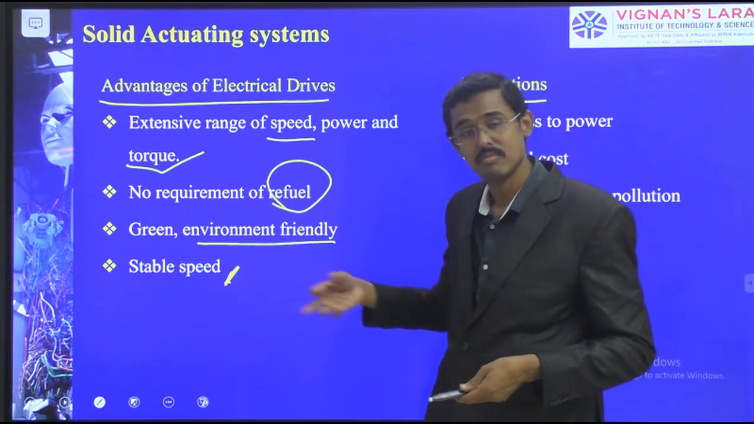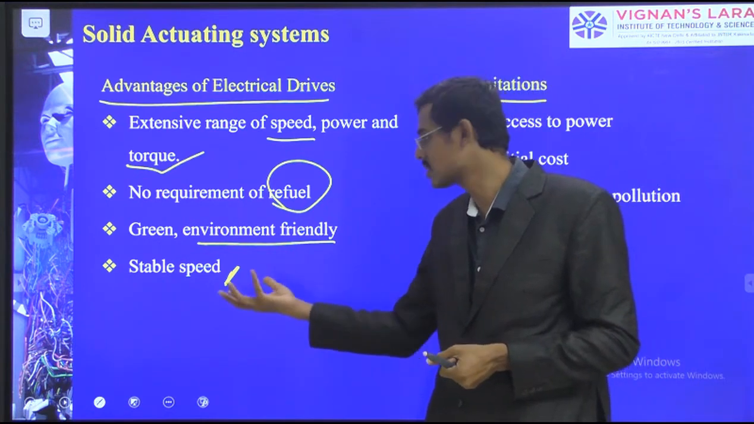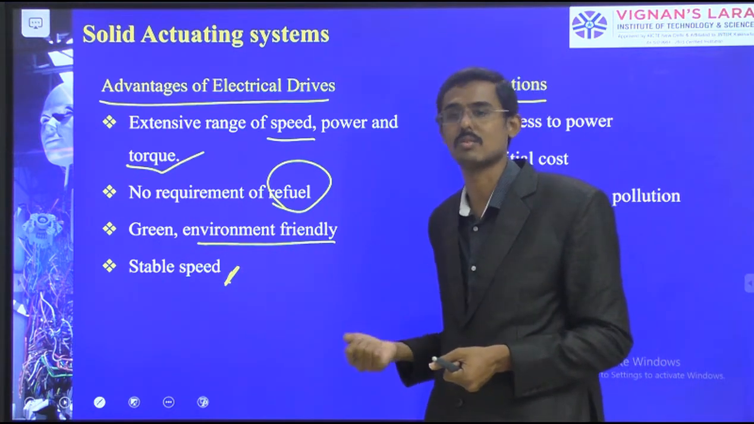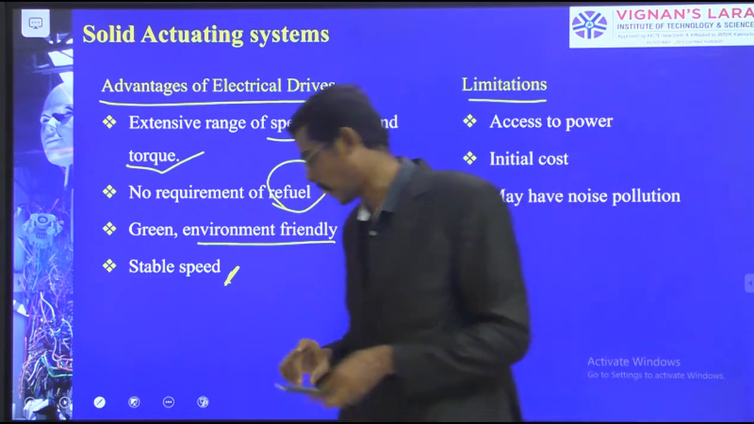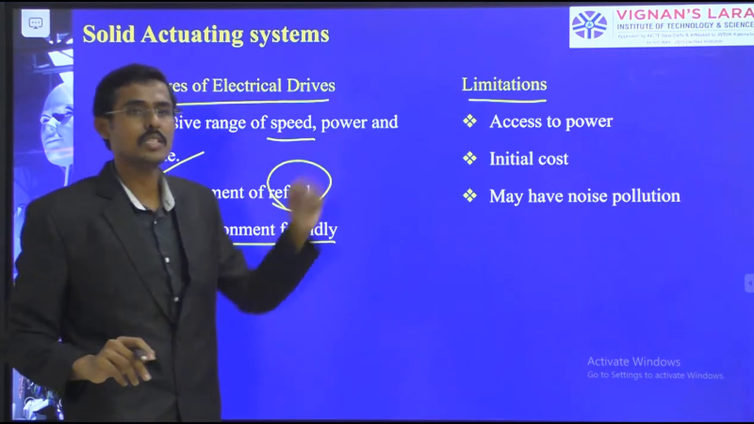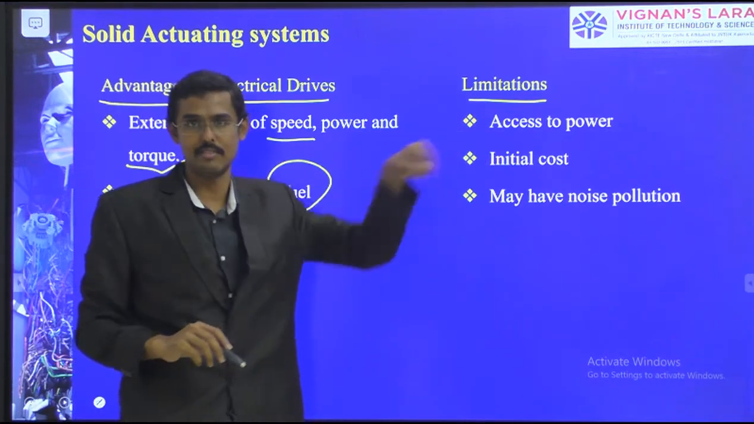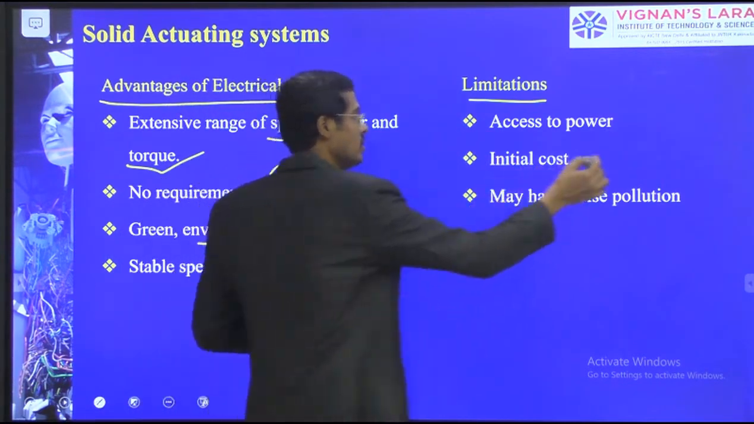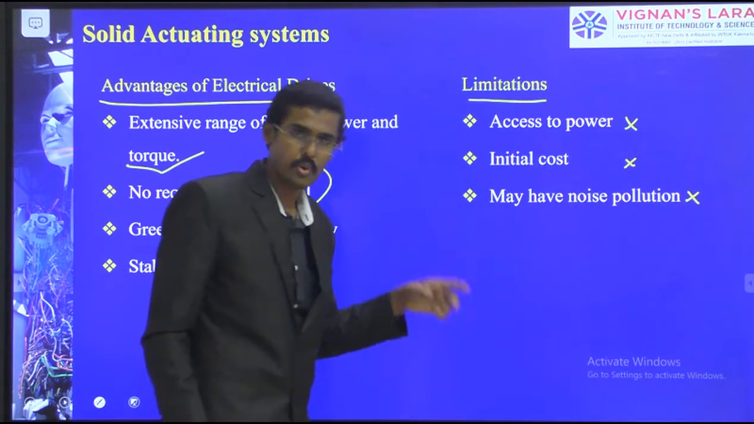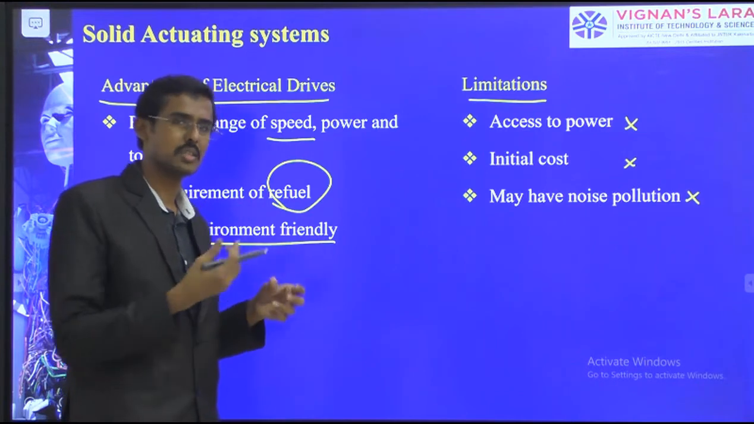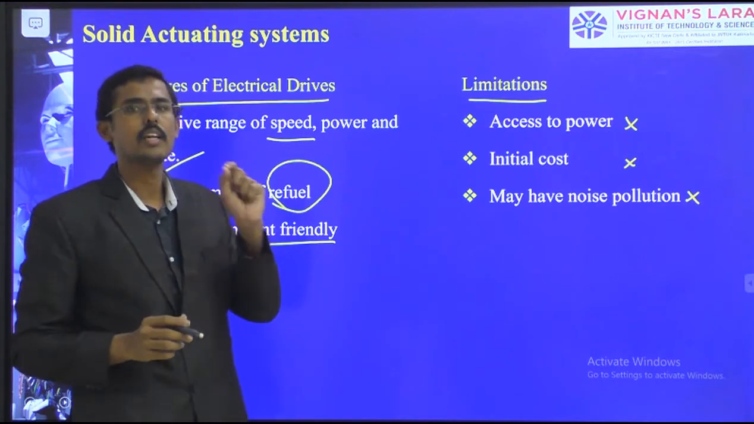But there is a problem when a load is applied on this speed, like fans, or when the load varies, like opening doors and AC control systems. That has to be monitored by the closed loop system. So this is one part. So what are the limitations? Access to power: here the fuel is not there, but accessing power is difficult. Initial cost is also very high, and noise pollution is possible due to the motor rotating. The winding sounds will cause noise pollution. These are all to be taken into note.